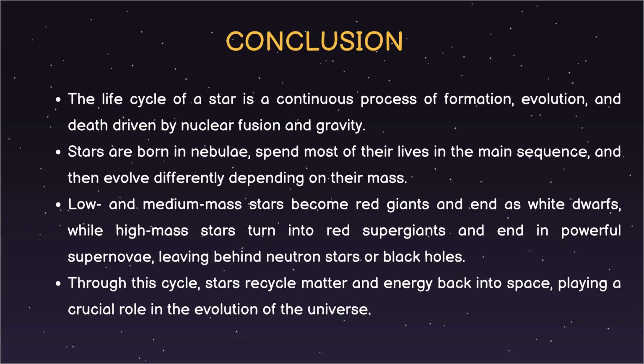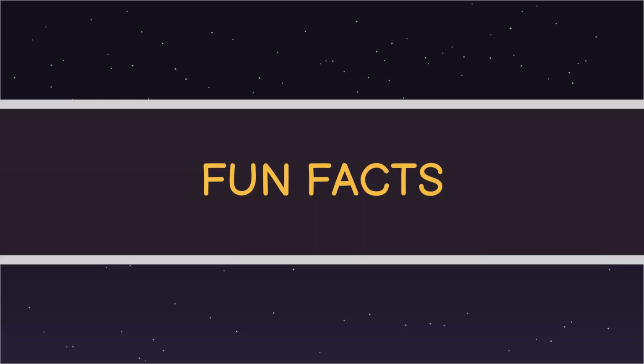Low and medium mass stars become red giants and end as white dwarfs, while high mass stars turn into red supergiants and end in powerful supernovae, leaving behind neutron stars or black holes. Through this cycle, stars recycle matter and energy back into space, playing a crucial role in the evolution of the universe. And now, let's take a look at some fun facts about stars.